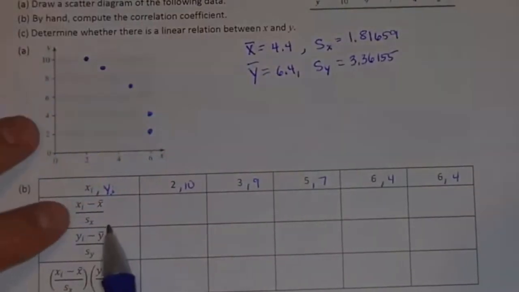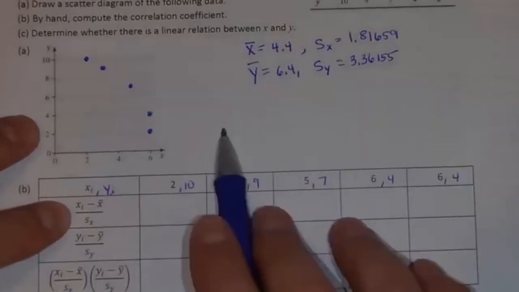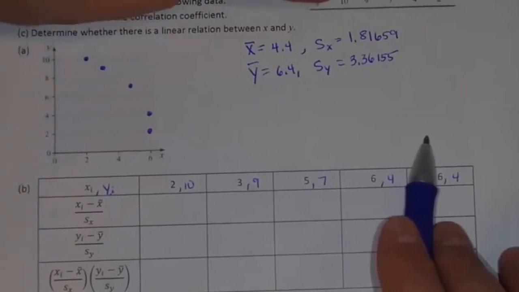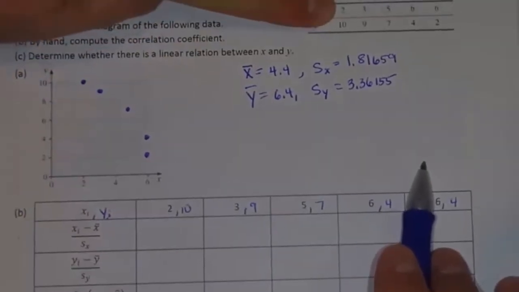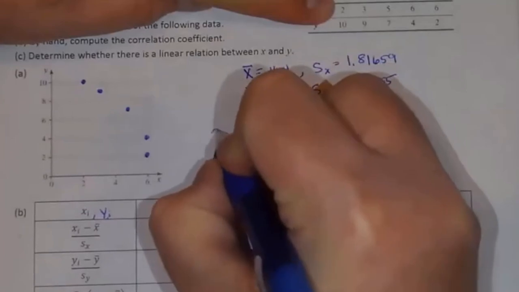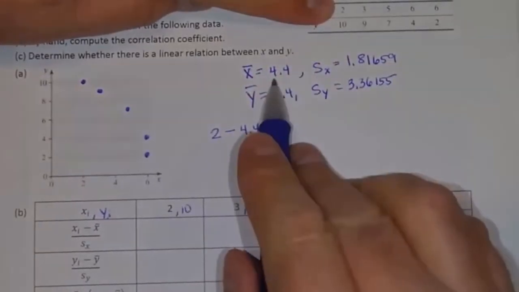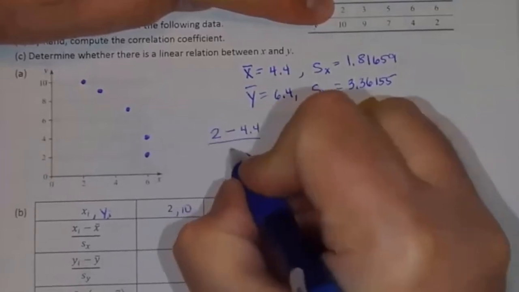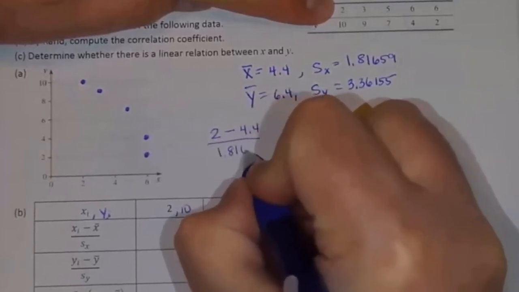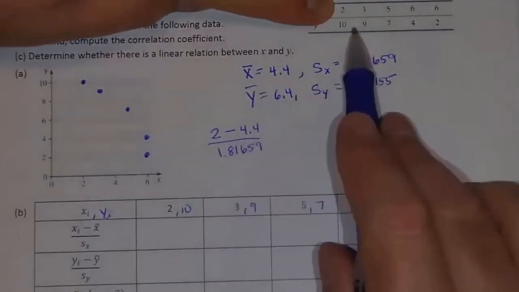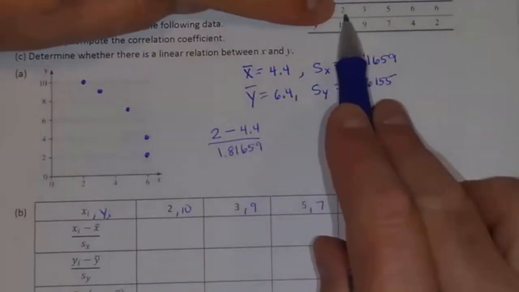So I'm ready to calculate the z-scores. I'm not going to write all of these out; I'm going to mainly use my calculator. But if I want to find the z-score for 2, I'm going to take 2 minus 4.4, because that's the x bar, divided by 1.81659. That's going to give me the z-score for the x-coordinate 2.